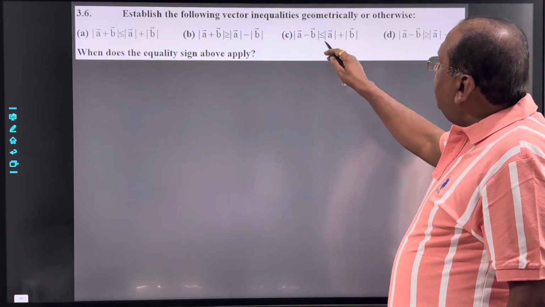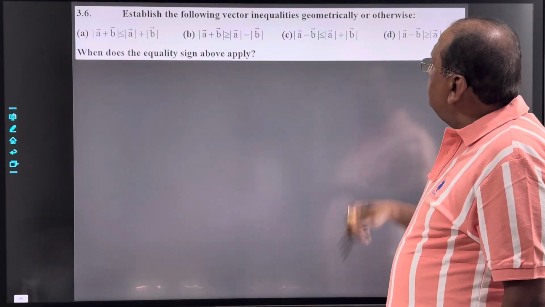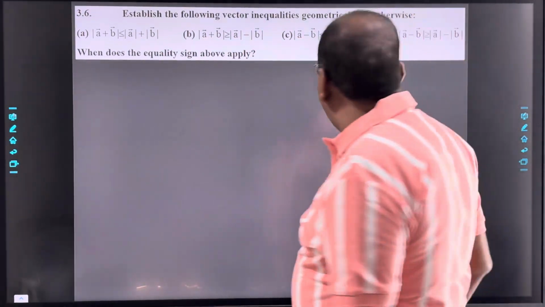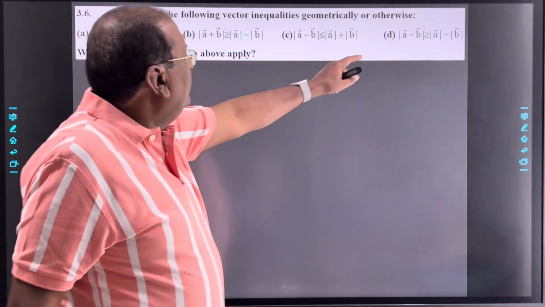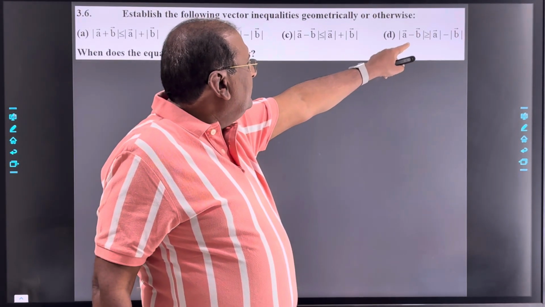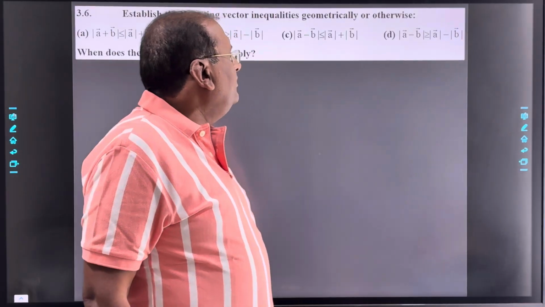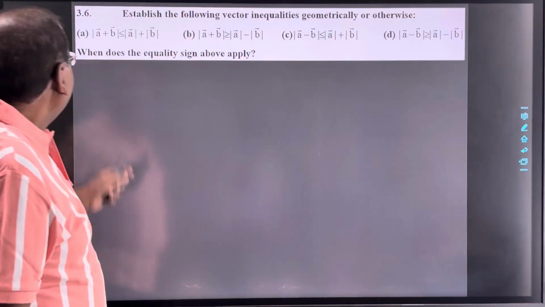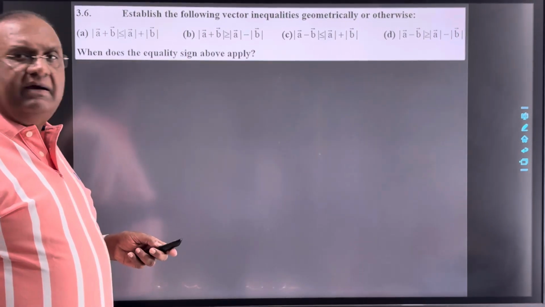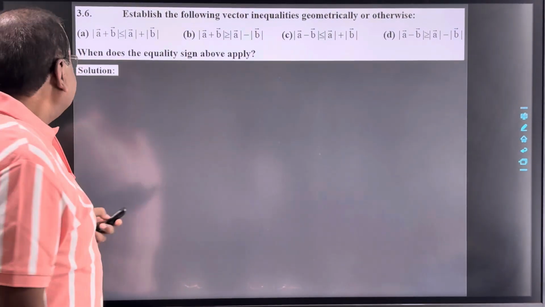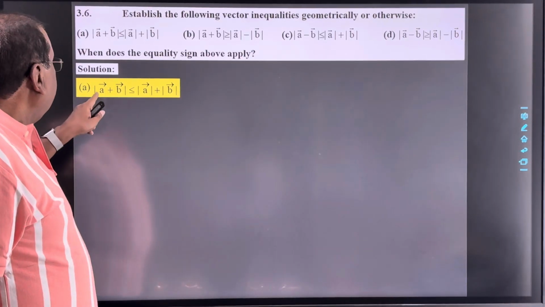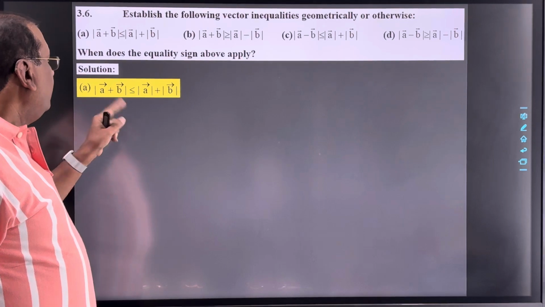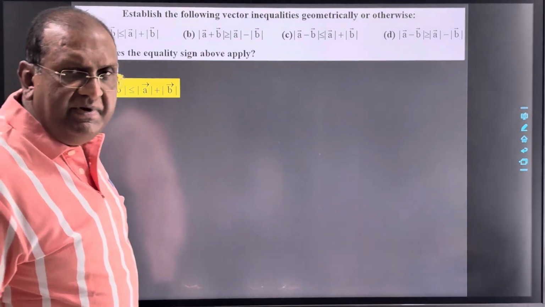C. Magnitude of vector a minus b is less than or equal to magnitude of vector a plus magnitude of vector b. D. Magnitude of vector a minus b is greater than or equal to magnitude of vector a minus magnitude of vector b. When does the equality sign above apply? Now let's see. First one. Magnitude of vector a plus b is less than or equal to magnitude of a plus magnitude of b.